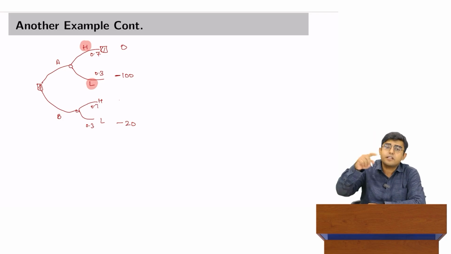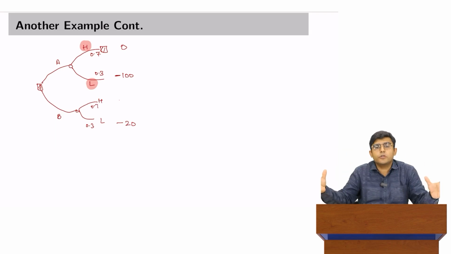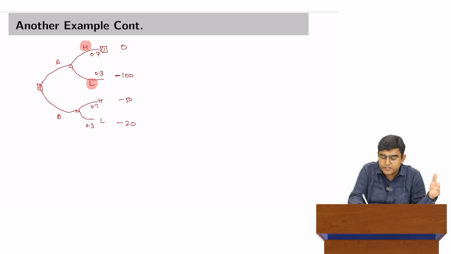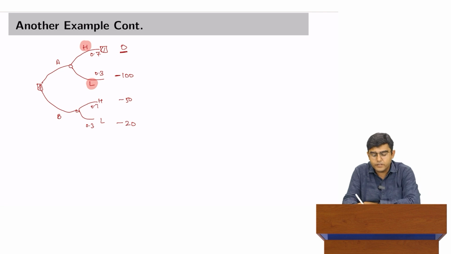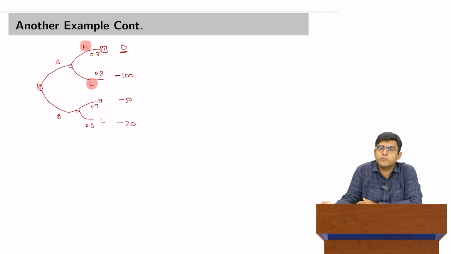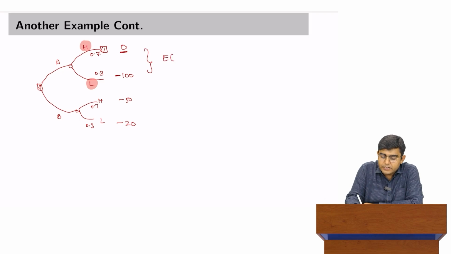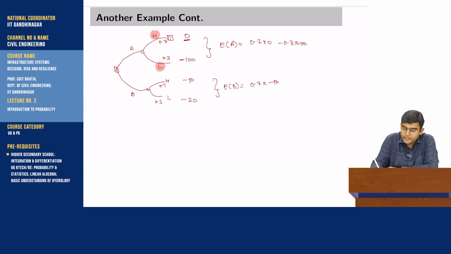However, if efficiency is high and we make a larger unit, we have over invested, and in comparison to the zero baseline, we are going to spend an additional $50 or 50 units of money. Now, with this information, we have to essentially take the decision. And this is where we can easily calculate the expected cost of A as 0.7 times 0 minus 0.3 into 100. For B, this cost would be given as 0.7 into minus 50 plus 0.3 into minus 20.